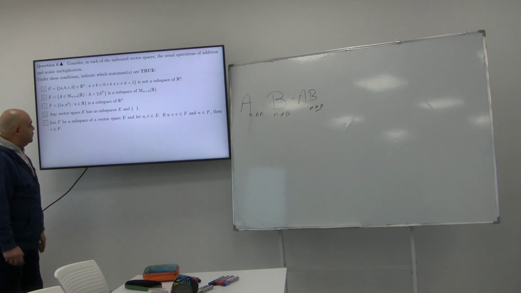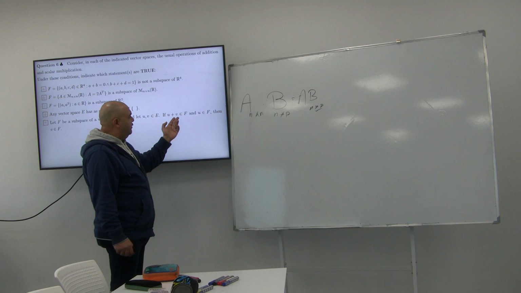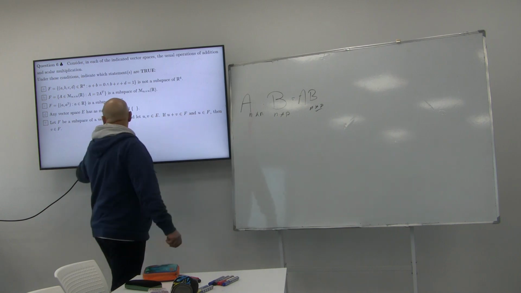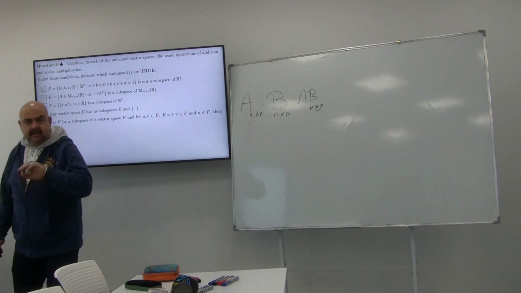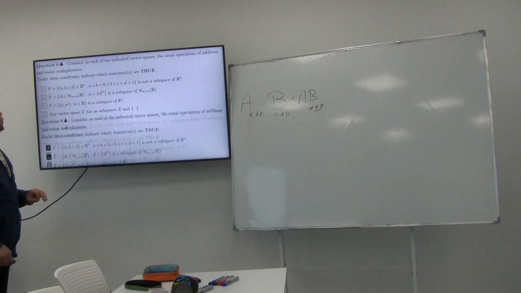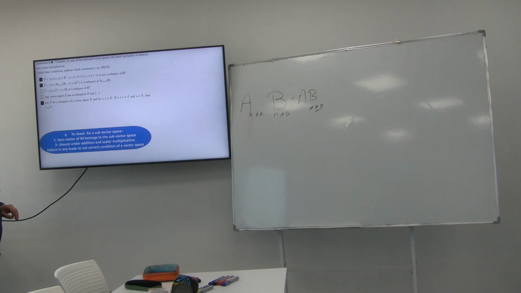Let F be a subspace of a vector space E, and let U and V belong to E. If U plus V belongs to F, and U belongs to F, then V belongs to F. This will need just a little bit of extra work from us. Okay, let's go step by step.